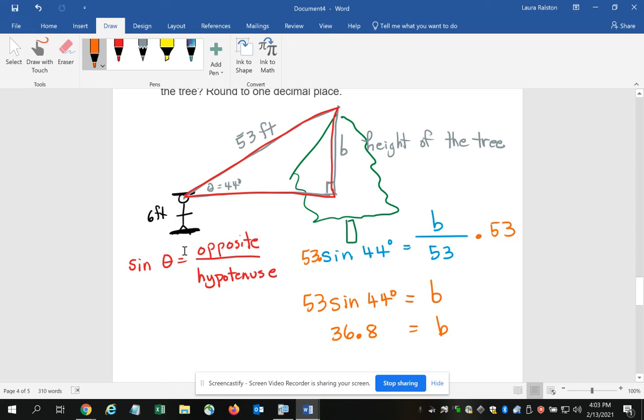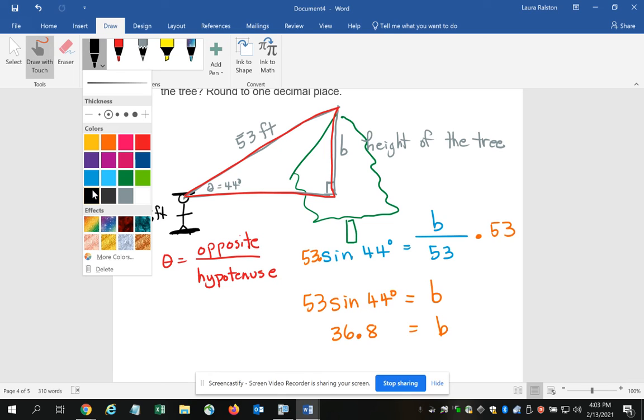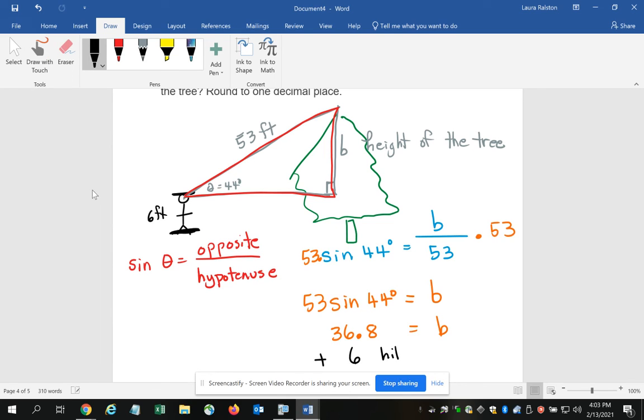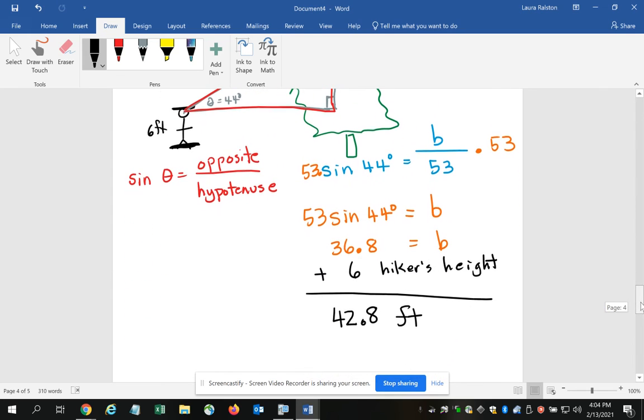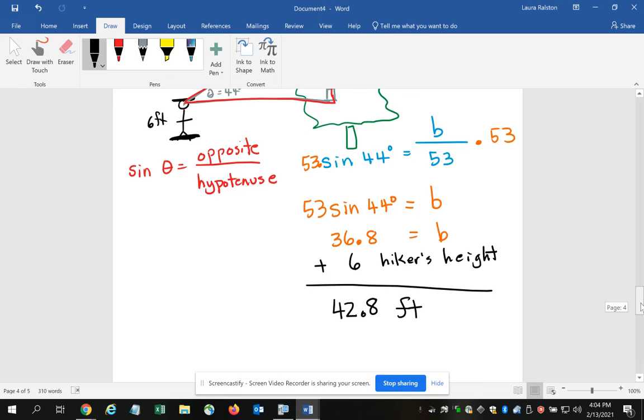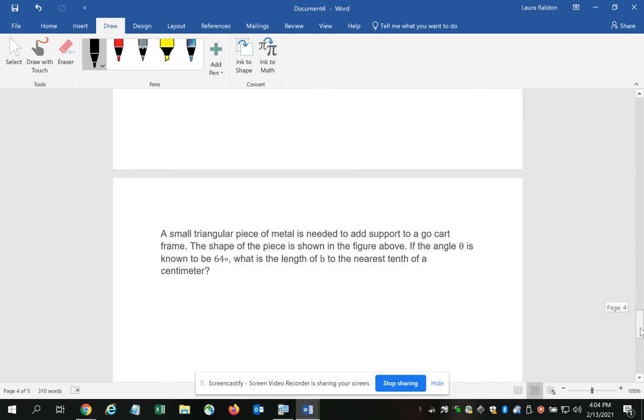But remember, the hiker was 6 feet. So his eye level is approximately 6 feet off the ground. So we have to add the height of the hiker in order to get our final answer before you put in the answer. So 36.8 plus the hiker's height of 6 feet would give you 42.8 feet. So the tree is actually 42.8 feet. Okay, a little tricky because you got to remember to add in the hiker's height. Okay, take it nice and slow, do one piece at a time, and you'll get there.